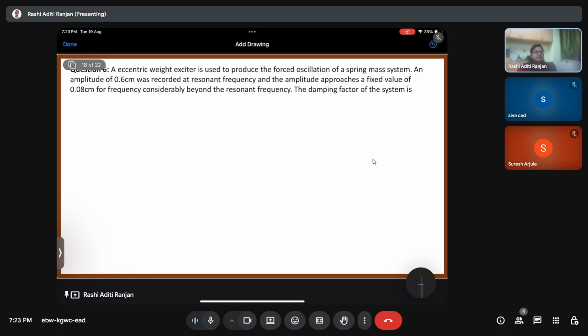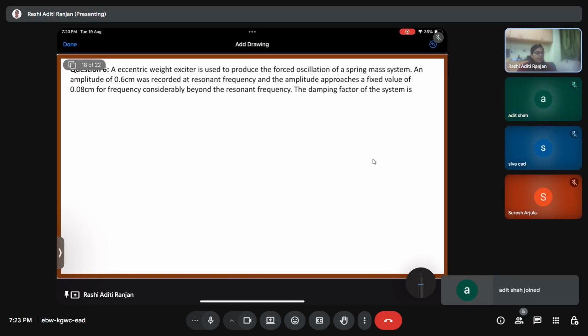So first thing is, there is an eccentric weight exciter. There's nothing more different. This one term, eccentric weight exciter, is what changes the perception of this problem. This problem is very simple, but this thing is just making it complicated. So firstly, we understand that for a spring mass dashpot system, which is of the form m x double dot plus c x dot plus k x equals F sine omega t.